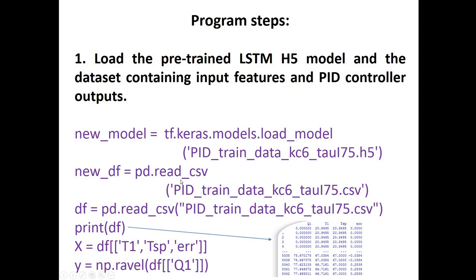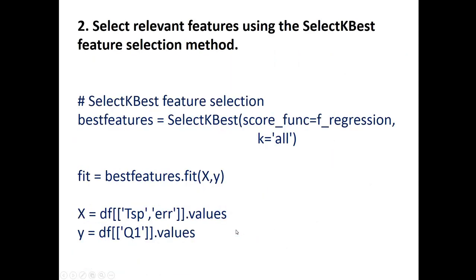And you also have the dataset sitting in a CSV file. Both you have imported into a data frame. And this is how the data looks when you print. There are 5,400 rows of data with columns Q1, T1, TSP, error, etc. And the second part is to select the relevant features using the SelectKBest feature selection method. This is an automatic selection of the feature method.